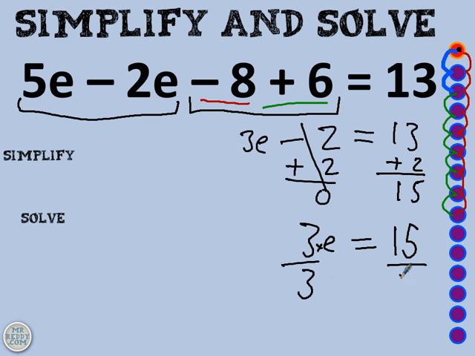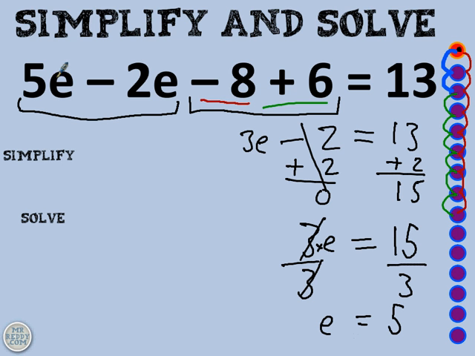And if you do it to the left, you do it to the right. What happens to these? They cancel out, because timesing by 3 and then dividing by 3 is equal to just multiplying by 1. So we've got e over here and 5 over there. So the solution is e equals 5.